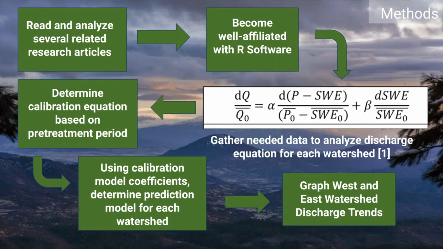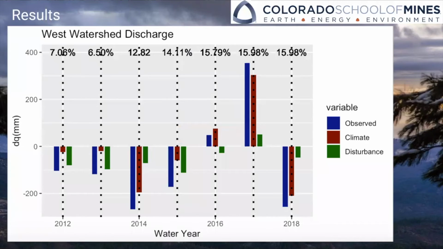By using that, I was able to pull out the alpha and beta coefficients and use them for my other models, which were used for the west and east watershed areas in order to predict how treatment will affect discharge. By doing so, I was able to create several graphs. Here's one of them. This shows the West watershed discharge graph.